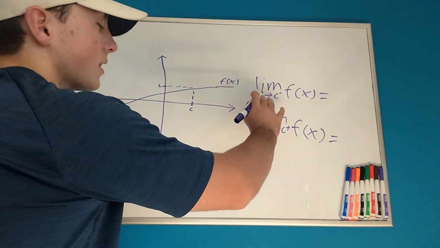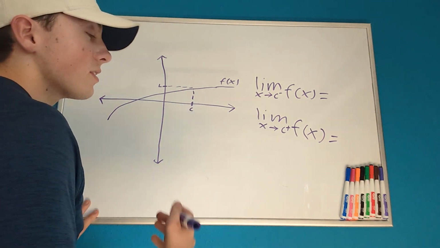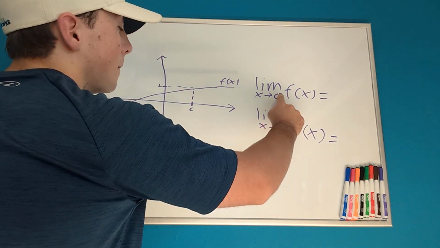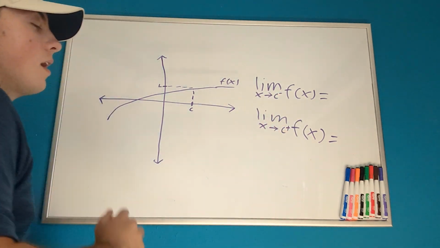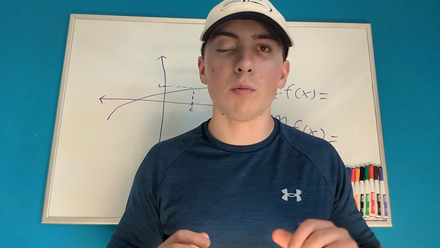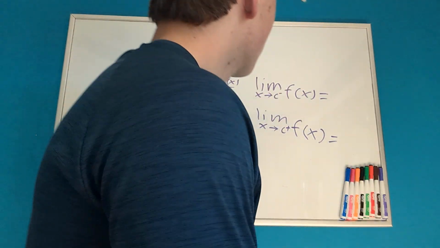Well, we can see here that we have the limit as x approaches c of f of x. But there's a small change. We can see on this one, the c has a little minus sign above it. And on this one, the c has a little positive sign above it. When you see that, that means that we are working with a one-sided limit, not a two-sided limit. So what does that mean?